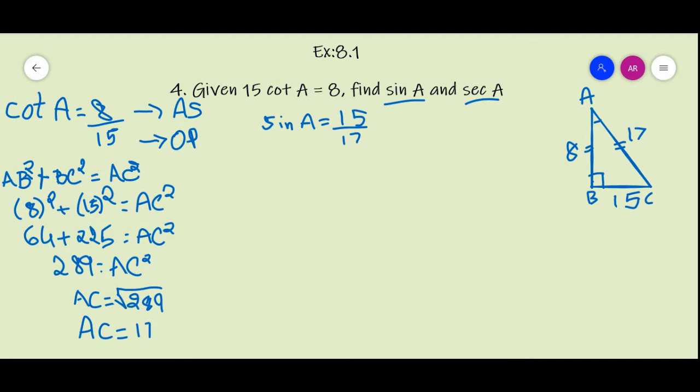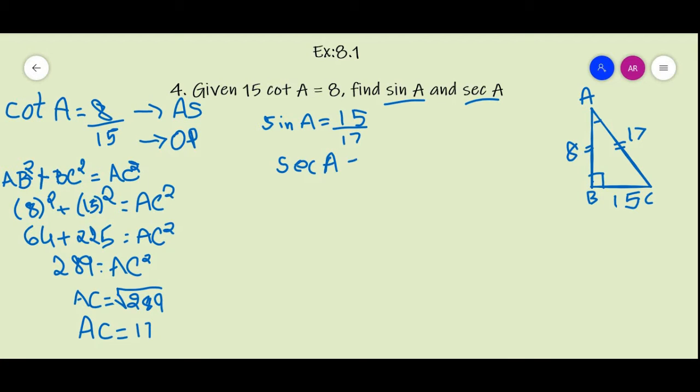And then we also have to find the other value, which is sec A, or secant A. If you remember the formula of secant, it was 1 by cos theta, or the reciprocal of cos theta. The code for cos theta was CAH, which is cos theta is equal to adjacent side by hypotenuse. So sec theta is the reciprocal of that, which is the hypotenuse by the adjacent side.